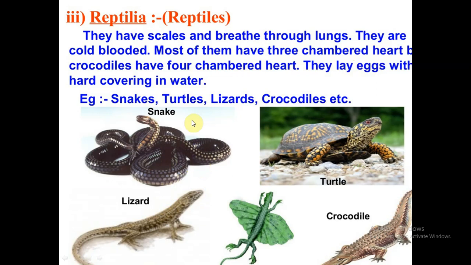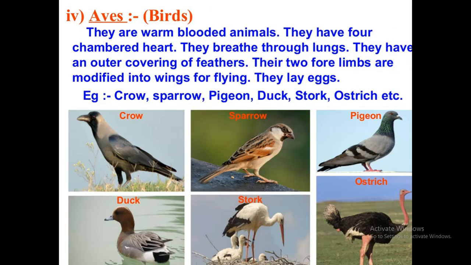So most of the reptilia have a heart of only three chambers, but crocodile is an exception and it has a four chambered heart. They lay eggs. जो इनके eggs होते हैं, that are also covered with very hard coverings, and they also lay their eggs in the water. The examples of reptilia are snakes, turtles, lizards, crocodiles, etc.